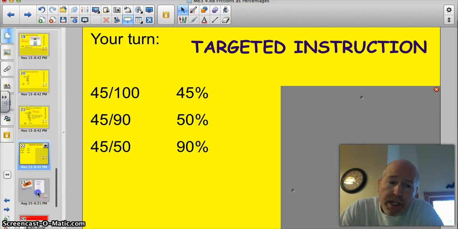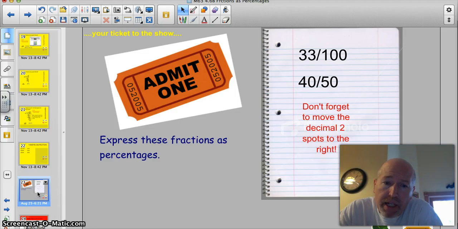All right, let's do the ticket. These two are your two problems for the day. I'd like you to express these fractions as percentages. Don't forget to move the decimal 2 spots to the right. You see the flashing sign there.